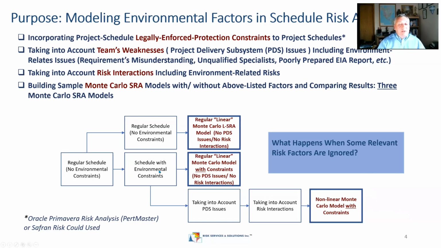On the other hand, we can build the Monte-Carlo model, the linear Monte-Carlo model, taking into account those environmental constraints. This will be still a linear Monte-Carlo model, but with those constraints, and we will compare results. And finally, we can take into account the systemic risks or PDS issues, and we will take into account risk interactions. And finally, we will get the nonlinear Monte-Carlo model with constraints, and we will compare contingencies for all three of them. The difference will be quite significant.